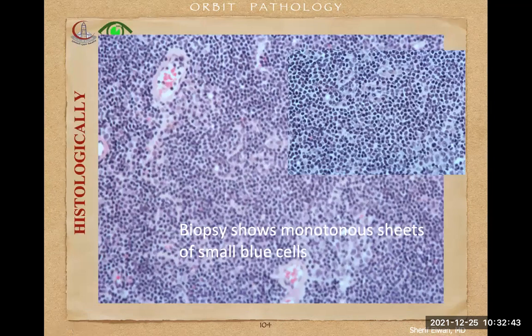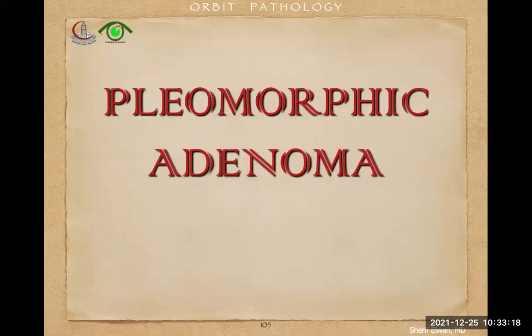Under the microscope, a biopsy would show monotonous sheets of small blue cells. What's the meaning of monotonous? It means there is no arrangement whatsoever. No cartwheel, no fascicles, no nothing. Just monotonous sheets of small blue cells. And this is the high power view, small blue cells with big nuclei and scanty cytoplasm around, which is the well-known character of lymphocytes.